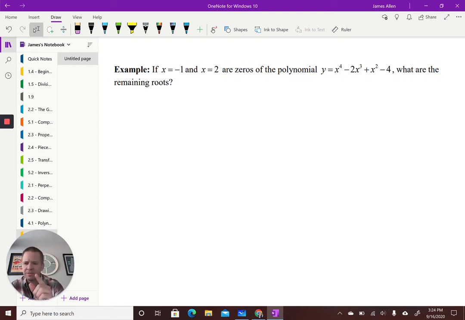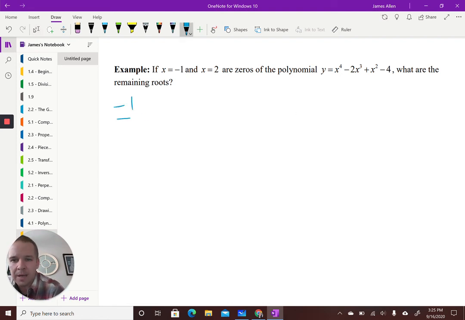You may have seen this in Algebra 2 Honors before. So how am I going to find my remaining roots? Well, what if I were to divide out the factors, the factor x plus 1 and x minus 2, which I knew from my given zeros? If I divide those out, I'm left with a quadratic because I divided out twice from a quartic function. Then perhaps I could manage that quadratic left over. So let's get to work before we talk too much.